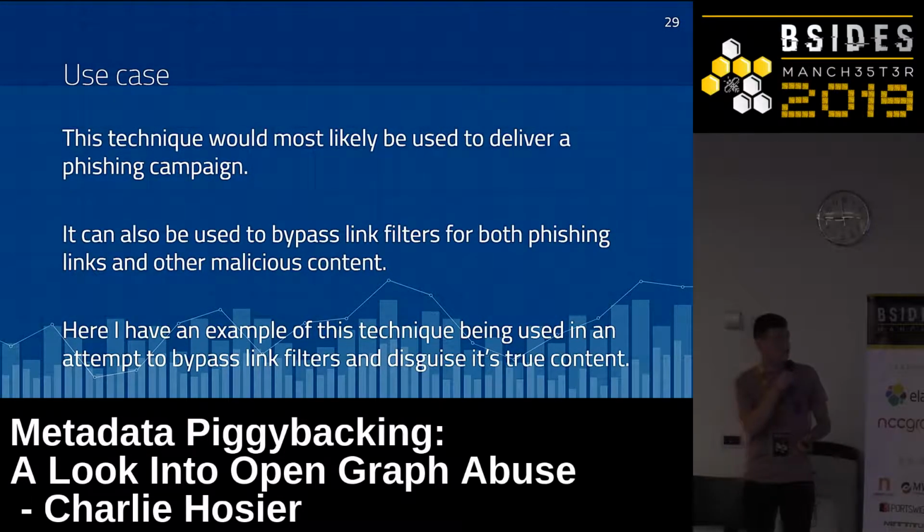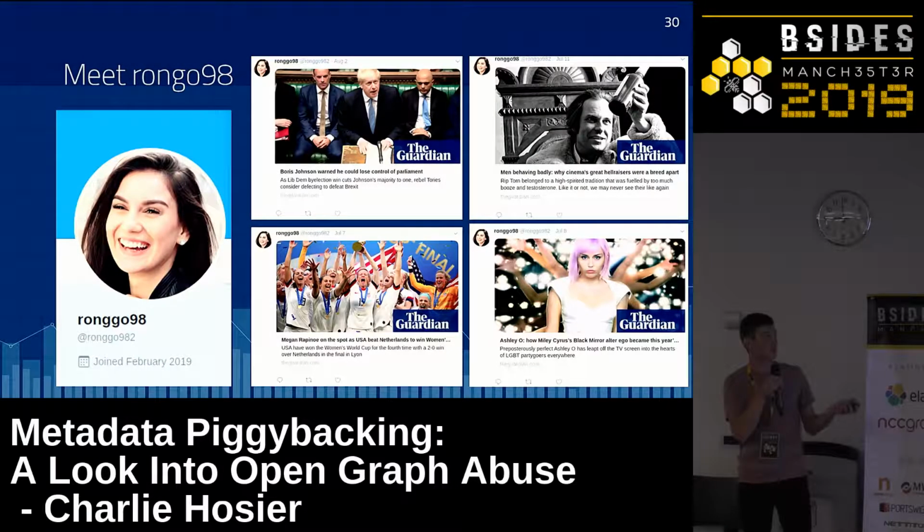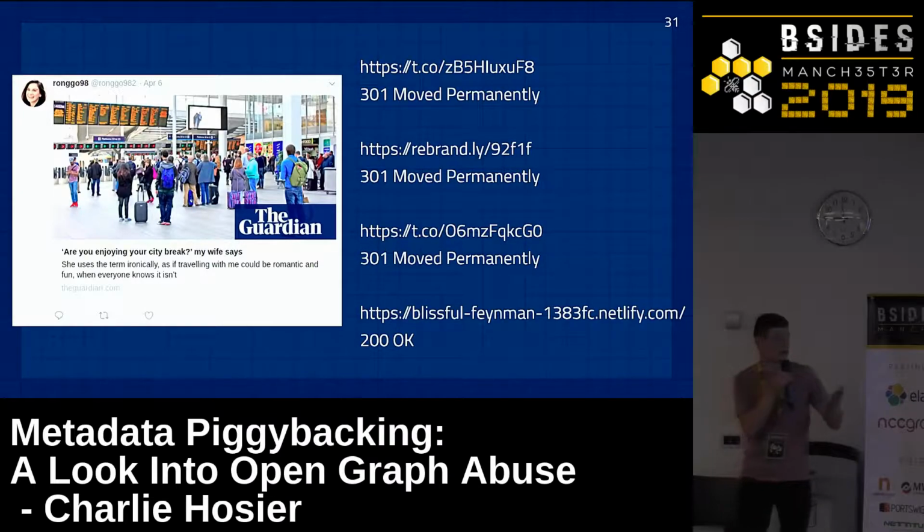So I'll go through a quick use case. The technique would most likely be used to deliver a phishing campaign. However, it can also be used to bypass link filters, as I've said. So meet Rongo98. This is a Twitter account who absolutely loves The Guardian. All down their Twitter feed are links to The Guardian. And if we take one, this is, are you enjoying your city break, theguardian.com.